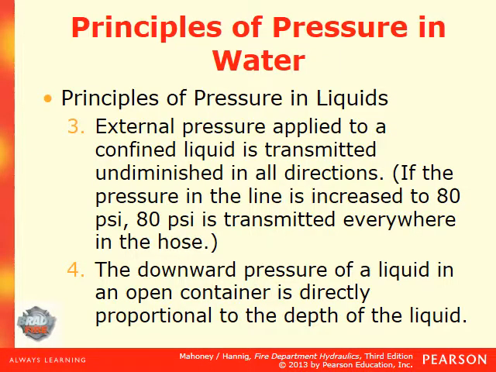Now remember we said it was virtually impossible to compress liquid. And here's the reason why. External pressure applied to a confined liquid is transmitted undiminished in all directions. If the pressure in the line is increased to 80 psi, it is transmitted everywhere throughout the entire hose.